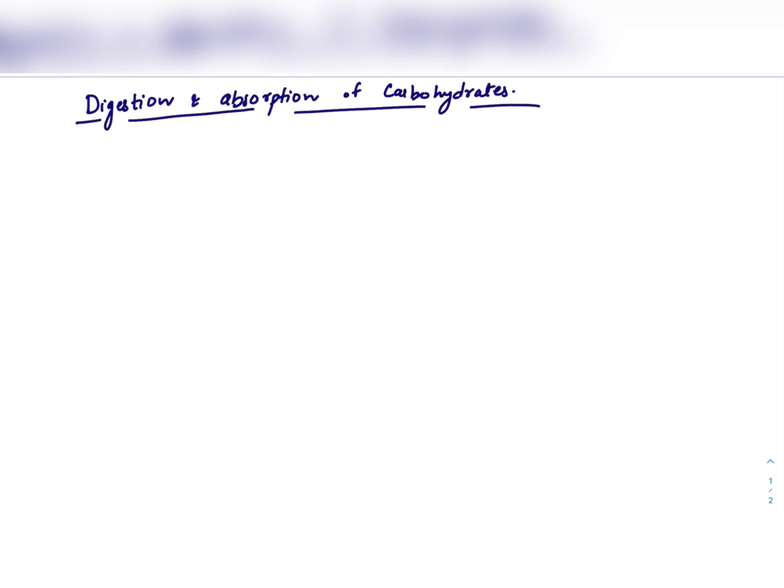So carbohydrates which you take in your diet are mostly in the form of polysaccharides. In digestion, what the body does is break the polysaccharides into monosaccharides, into simpler forms, so that those monosaccharides can be absorbed properly. So if I start with the digestion process, you take food mainly in the form of polysaccharides.